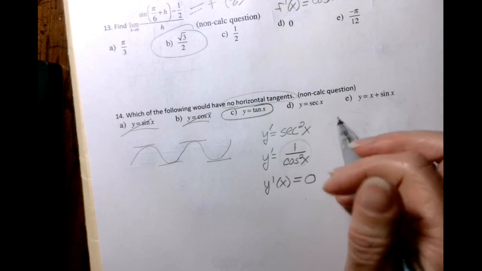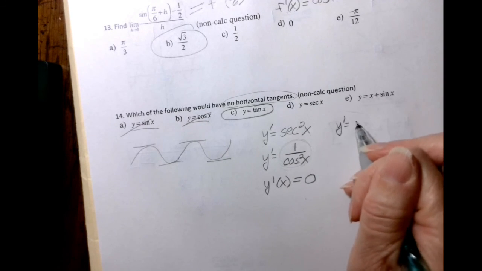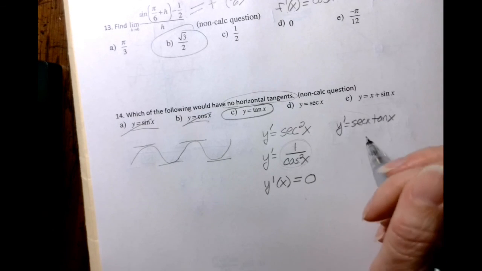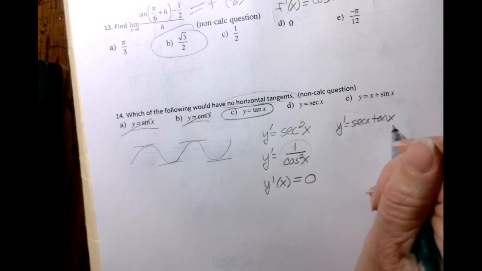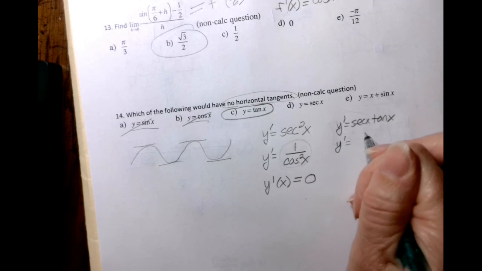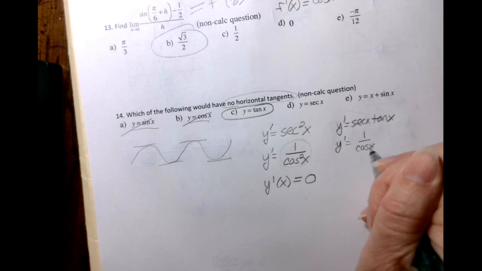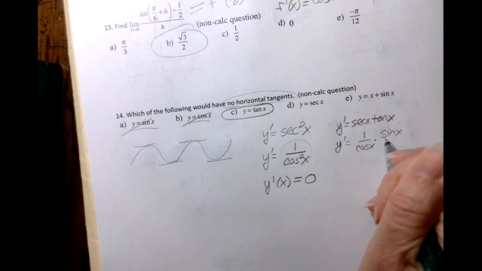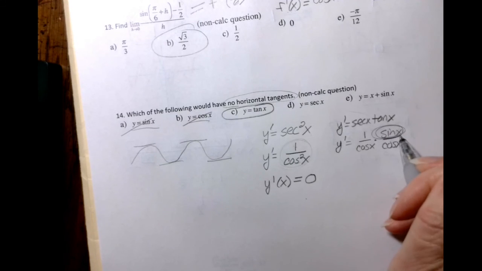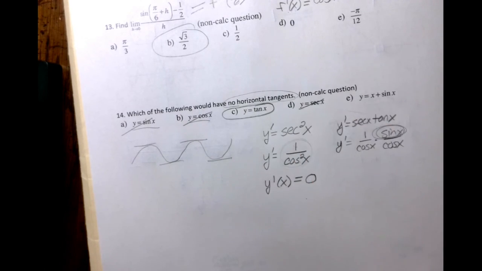And if I kept going and analyzing, y prime equals secant tan, sectan, that's Mrs. Jasic's favorite derivative, sectan. And then if I look at it, it is 1 over cosine times sine over cosine. But now I've just created a scenario where I can cause the numerator to be 0. So it would have a horizontal tangent.